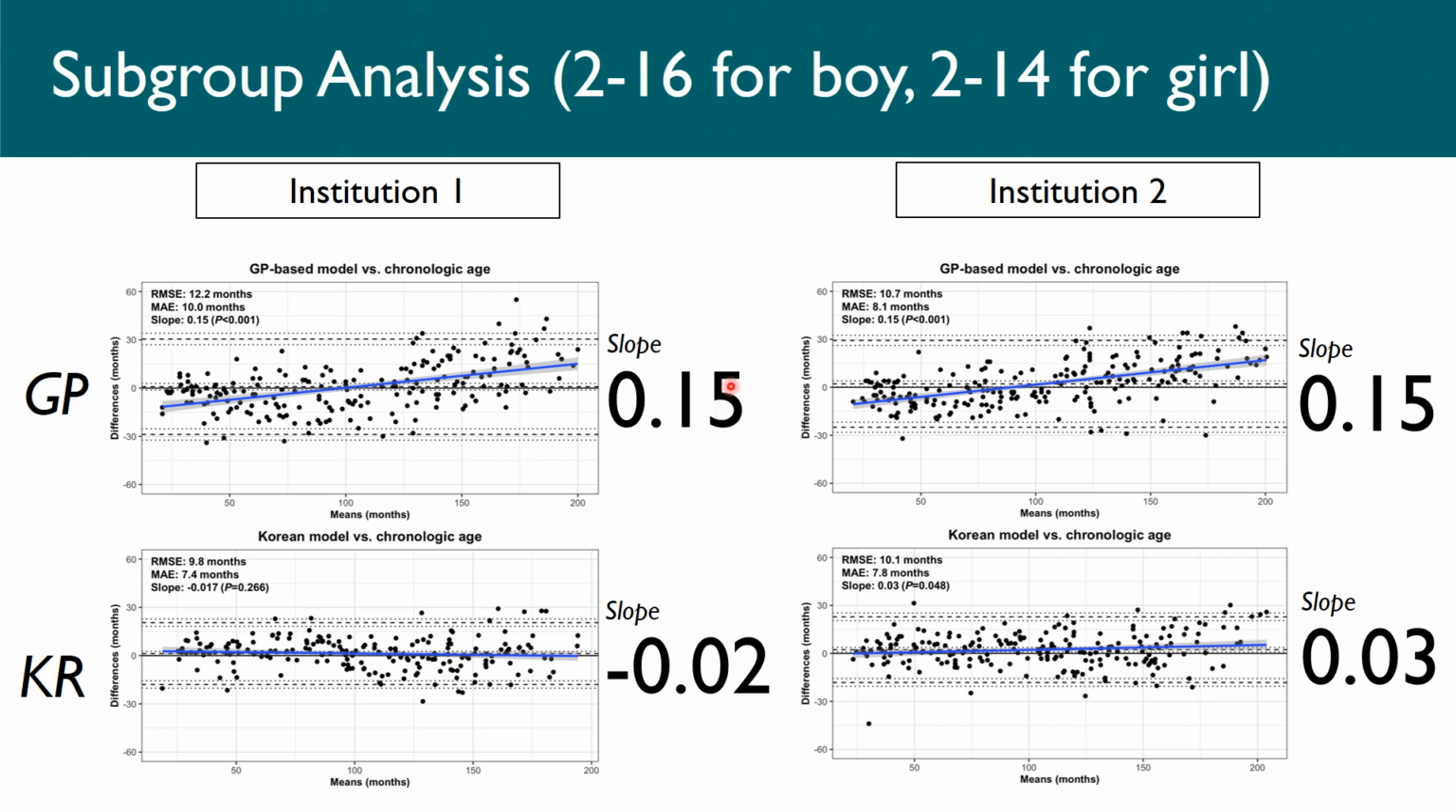In the subgroup analysis restricted to ages of 2 to 16 years for boys and 2 to 14 years for girls, the GP-based model showed a trend to underestimate bone age before the age of 8 years and to overestimate bone age after the age of 8. By contrast, the Korean model showed no significant age-dependent bias.